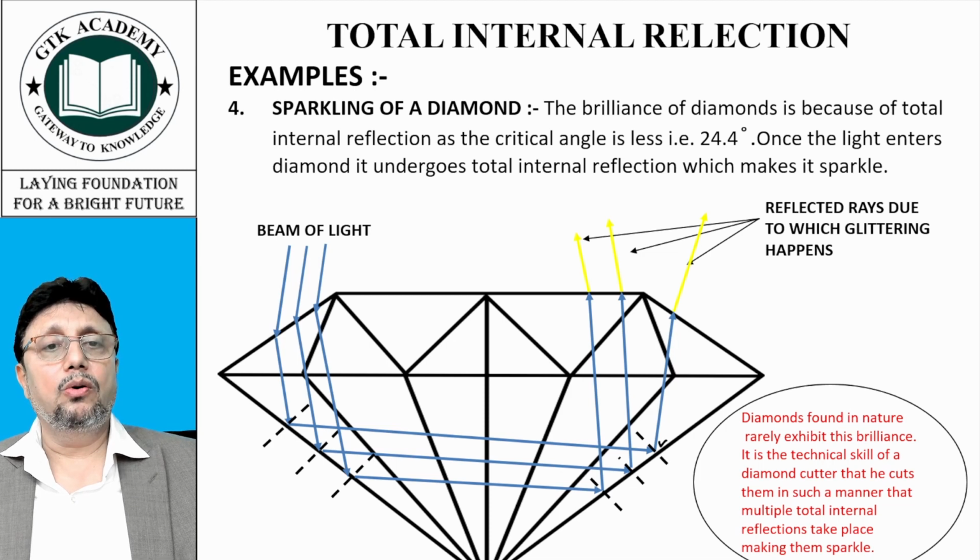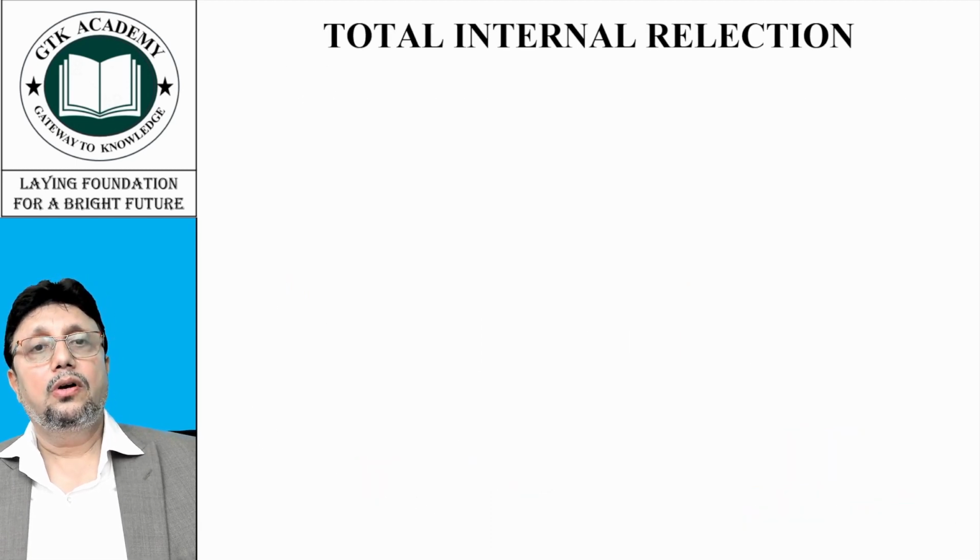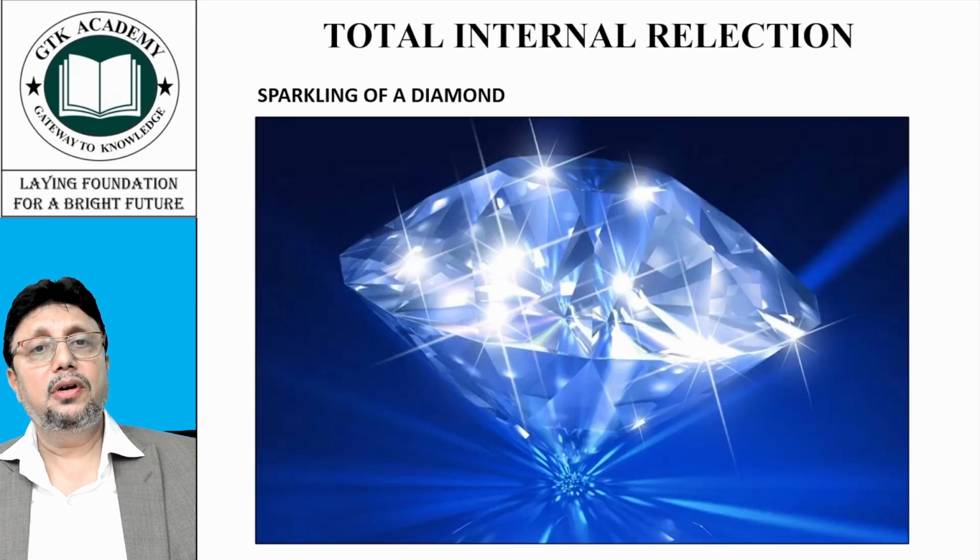But if you see a diamond which has just been taken from a diamond ore, you will find there is very, very little or nearly nil glitter in it. But when the diamond is cut in such a manner that multiple total internal reflections take place, and here we take the help of the critical angle because it's so small, total internal reflection can take place very easily. So you can see the sparkling of a diamond. It sparkles so beautifully. You must have seen that.